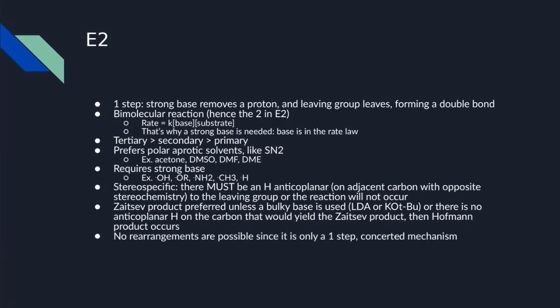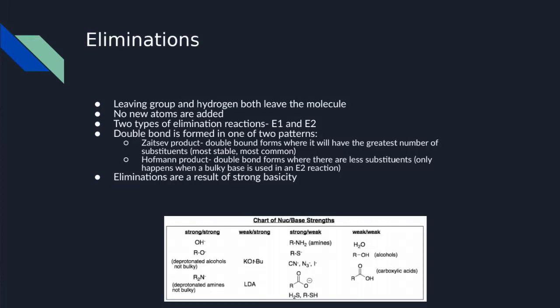And then, like I mentioned earlier, this requires a strong base because the base is in the rate law. And so an example of some strong bases would be OH, O, and any other kind of alkyl group, an amine, a methyl, and a hydrogen even. And then there also was this chart, I think, on this. Yeah, here's a really good chart. If you just look up on Google strong and weak base and nucleophile chart, this is the first chart that shows up, and I highly, highly recommend memorizing the columns on this chart.